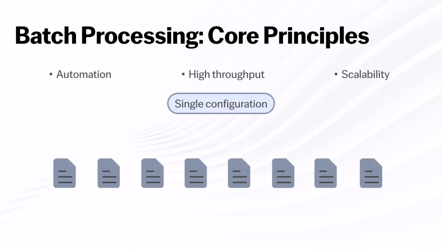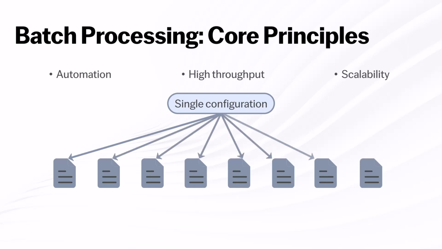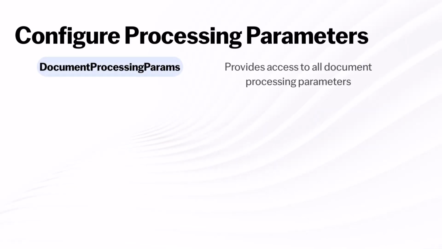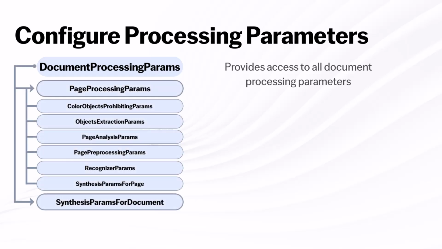The workflow stays efficient because a single consistent configuration is applied across the entire batch, reducing per-document setup and keeping processing fast and repeatable. The workflow begins by configuring all processing parameters in one place. In the FineReader Engine API, this is done by creating a DocumentProcessingParams object. As we already know from previous lessons, this object serves as a container for the settings that control every stage of the document processing lifecycle.